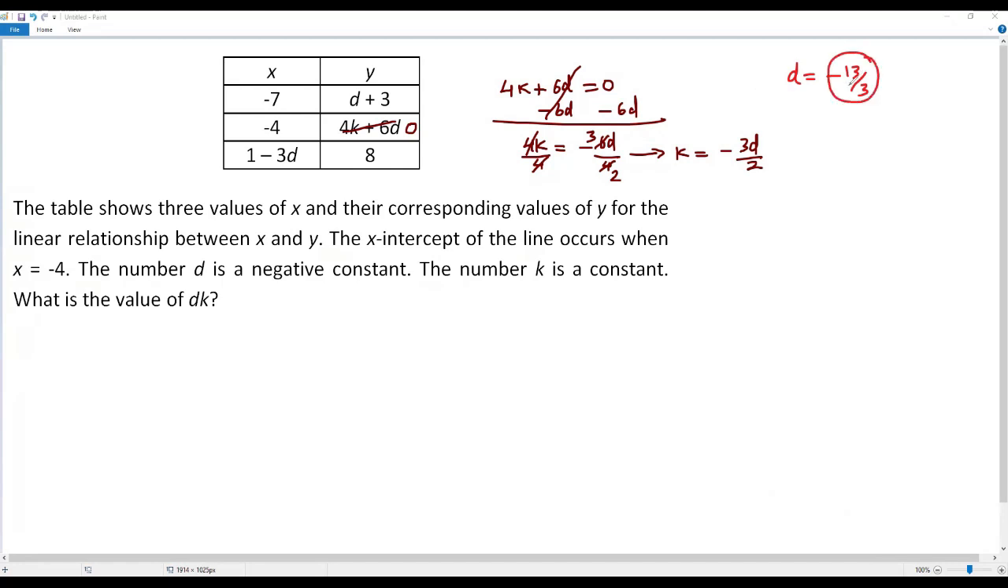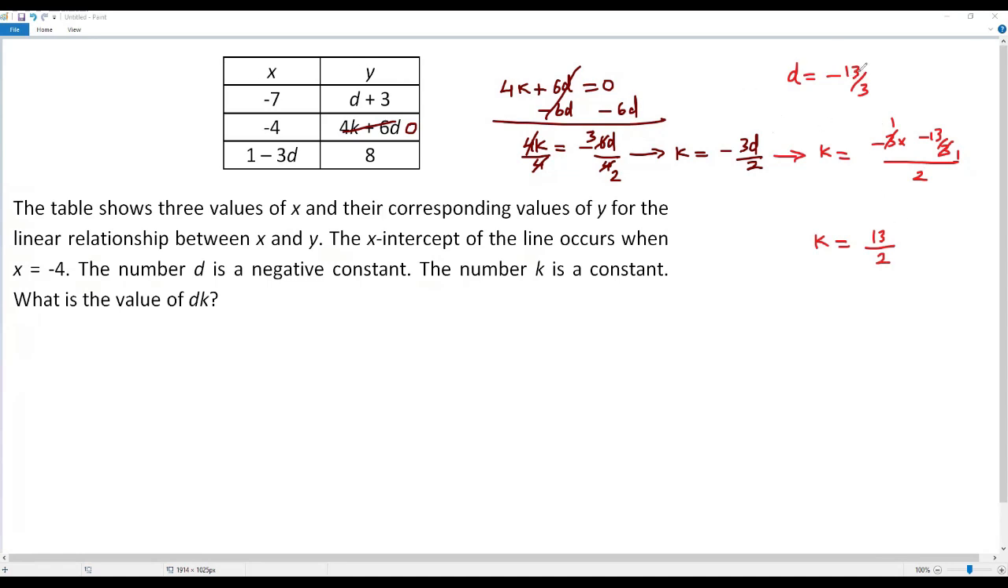Let's plug in this value negative 13 over 3 for d over here to get the value of k. Okay, let me do it. That is k equals negative 3 times negative 13 over 3 divided by 2. Here 3 goes into 3 one time and 3 goes into 3 one time. K equals negative times negative is positive. 1 times 13 is 13. There is 13 over 1. It can be written as 13. In the denominator, we have 2. Okay, here I got the value of k.